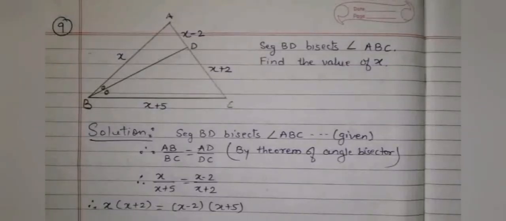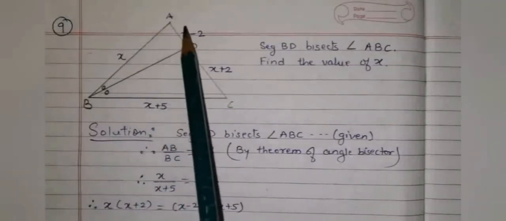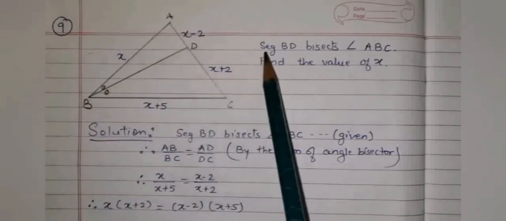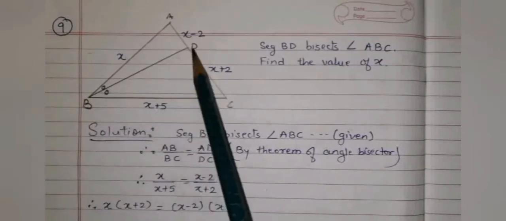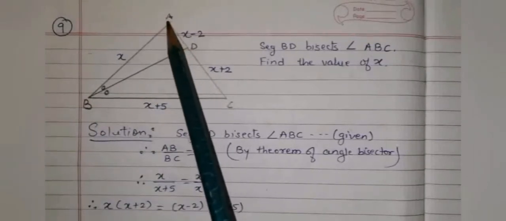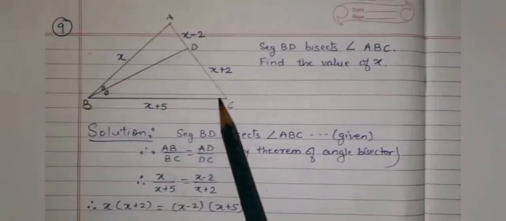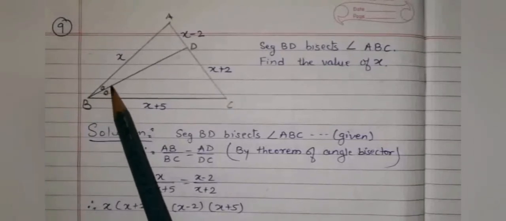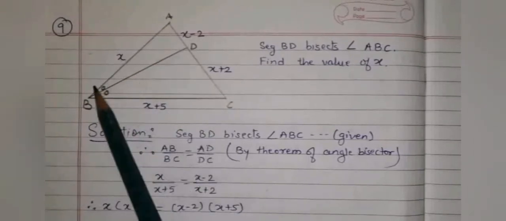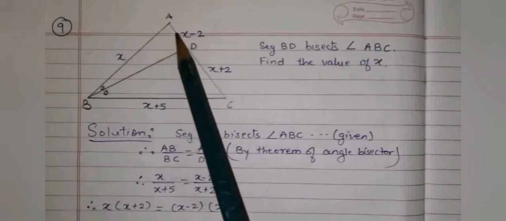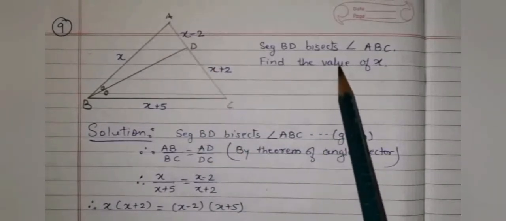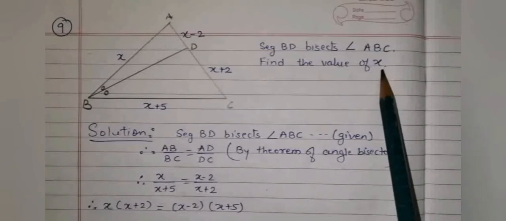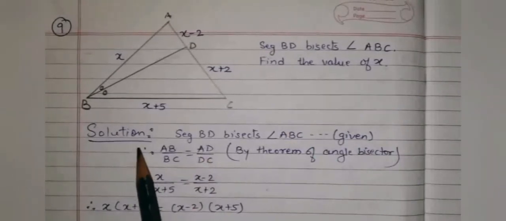Now question number 9. In this figure given, seg BD bisects angle ABC. This is seg BD bisecting angle ABC, and these are the measures given of the different segments. We have to find the value of X. So let's see how to solve.